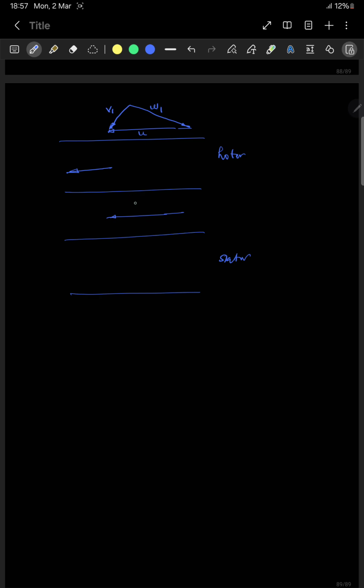The exit velocity triangle will look something like this: v2, w2, u, and this is the stator blades. So the rotor blades look something like this. The stator blades look something of this sort, V3. And for repeating stages, V1 is equal to V3.